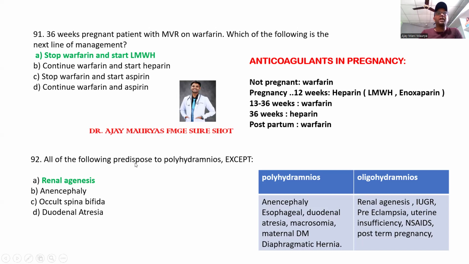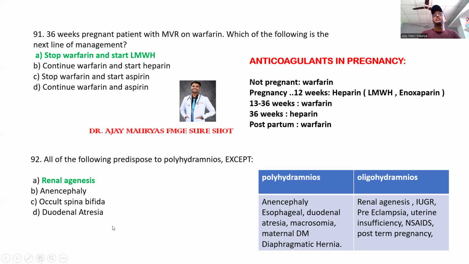And, guys, all of the following are predisposed to polyhydramnios except which? Remember this one, polyhydramnios. Poly means many, meaning more liquor. Anencephaly, where there is an open head, is a chance of more water. Also esophageal and duodenal atresia, macrosomia, maternal diabetes mellitus, and diaphragmatic hernia. Renal agenesis, IUGR, preeclampsia, uterine insufficiency, and postterm pregnancies are the causes of oligohydramnios.